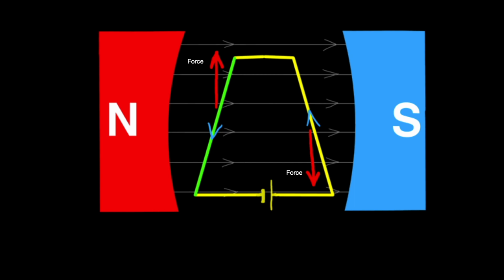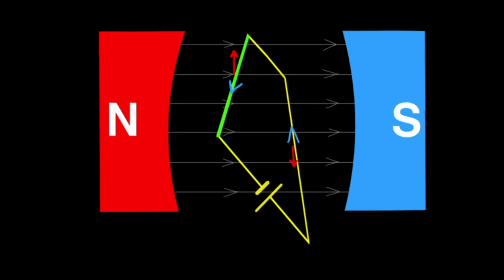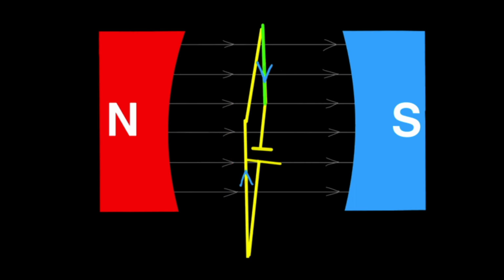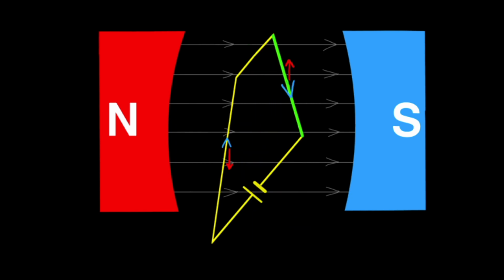Now, let's see what happens when we allow this loop of wire to move. We see that it rotates until the wire that experiences an upward force is towards the top, and that the wire that experiences a downward force is towards the bottom. To achieve a full rotation, we need to find a way to make it so that the wire on the left-hand side is always being pushed upward, and that the wire on the right-hand side is always being pushed downward.